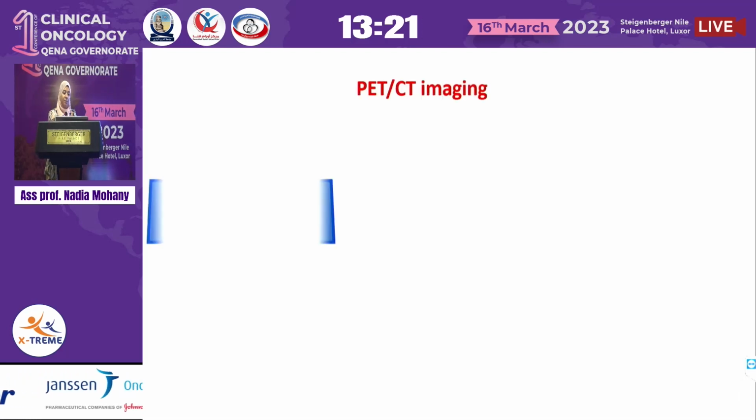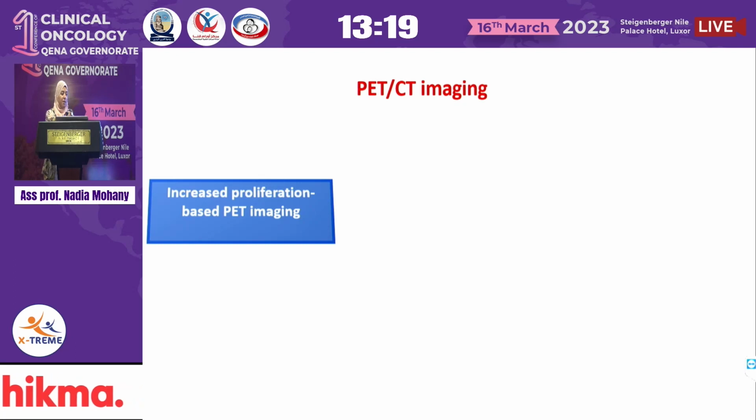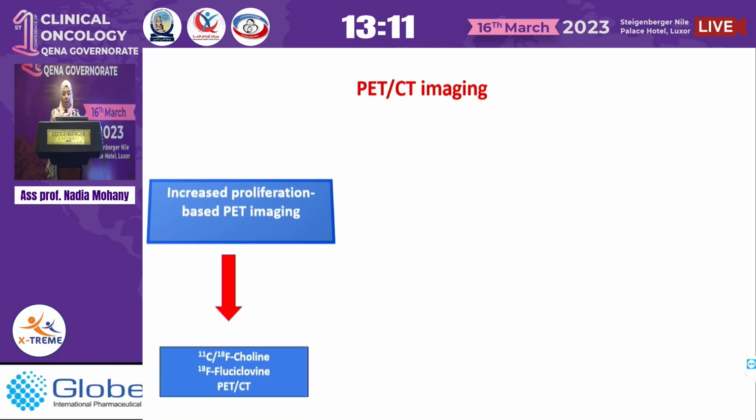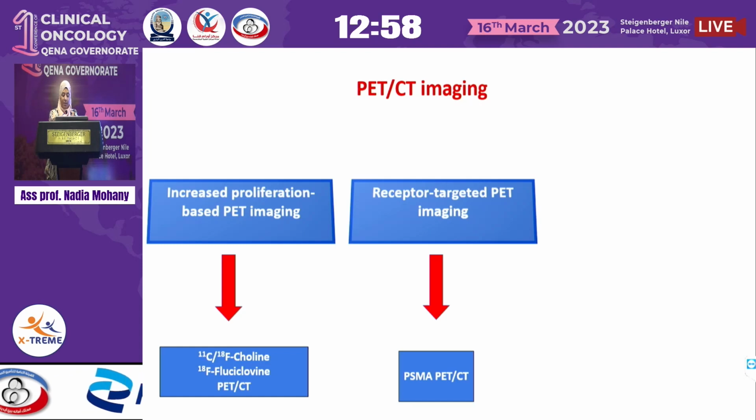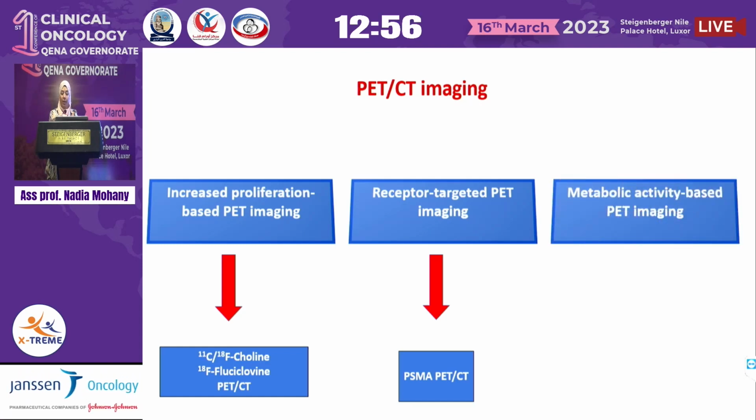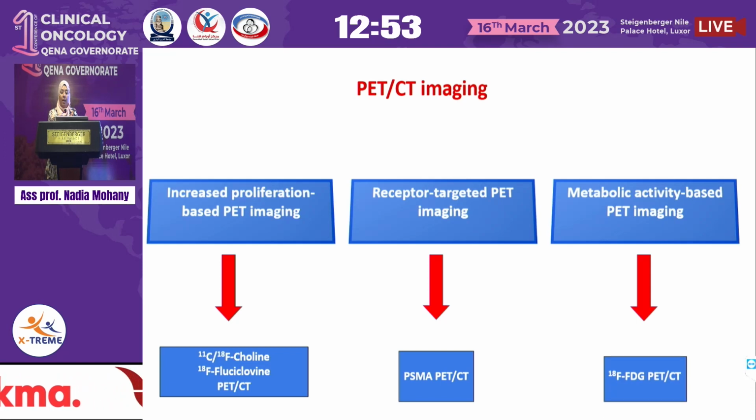PET-CT imaging. PET-CT imaging involves three subtypes: increased proliferation-based PET imaging, carbon 11 and fluorine 18 choline, and fluorine 18 fluciclovine PET-CT. The second type is receptor-targeted PET imaging, PSMA PET-CT, and the third subtype is metabolic activity-based PET imaging, F18 FDG PET-CT. We will mention each subtype in detail.